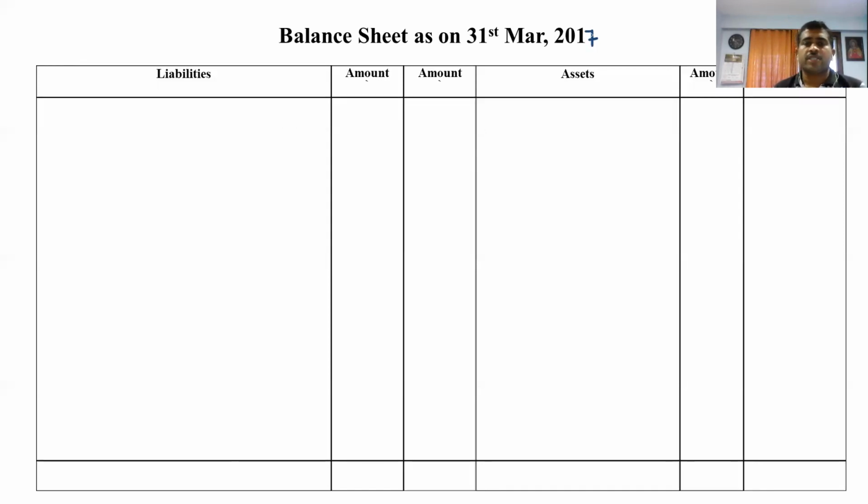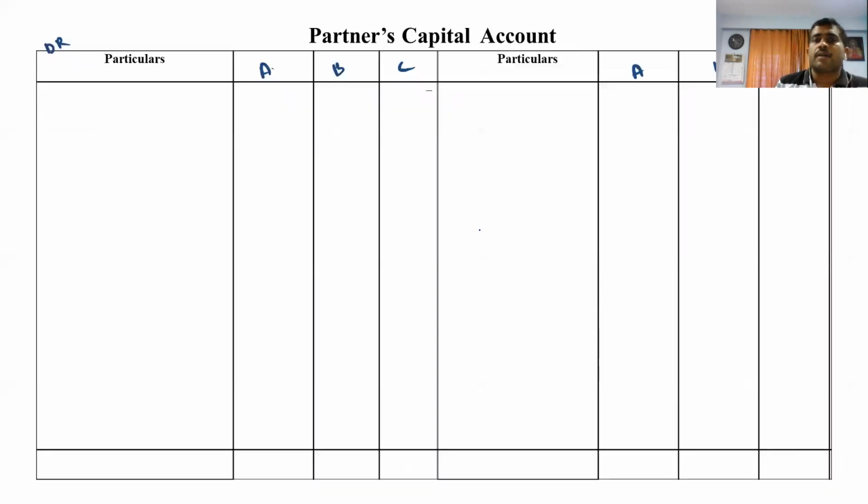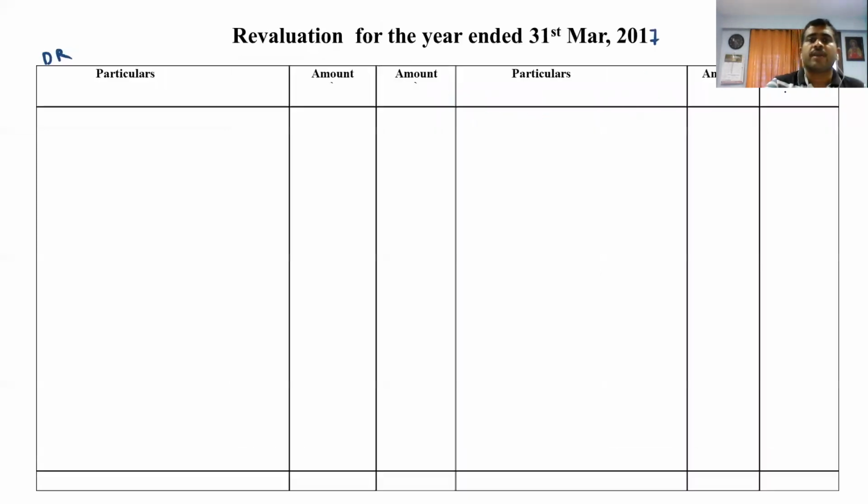Ready? So let's start the question. The textbook is with me. You take your textbook. The first thing I can see is capital. So capital comes to partners capital credit side, by balance brought forward. And A comes to 80,000 while B comes to 40,000. Clear?